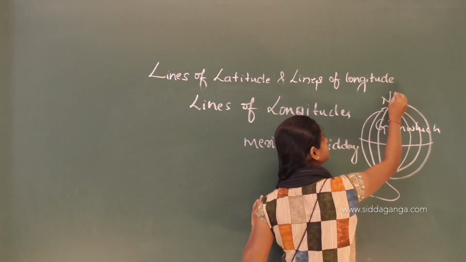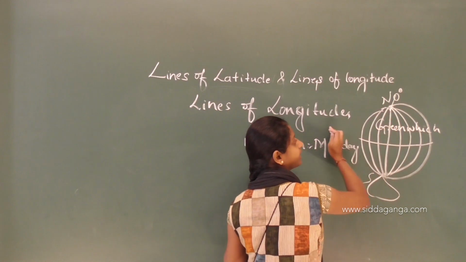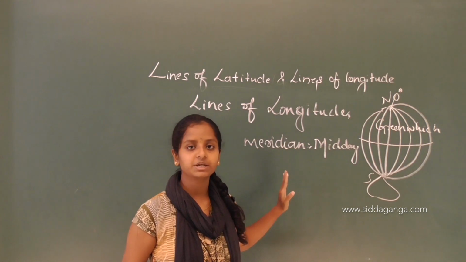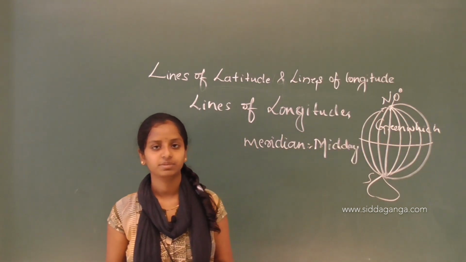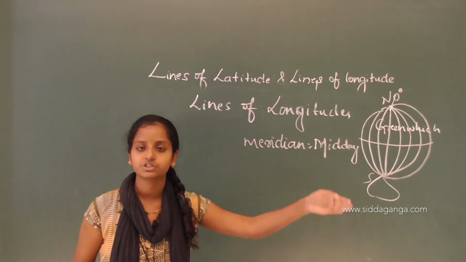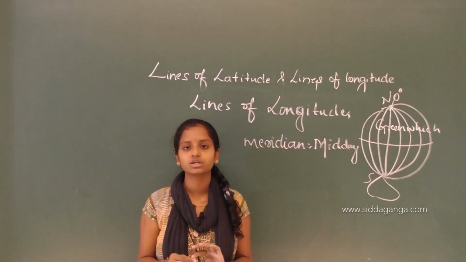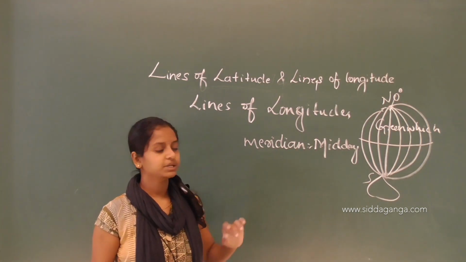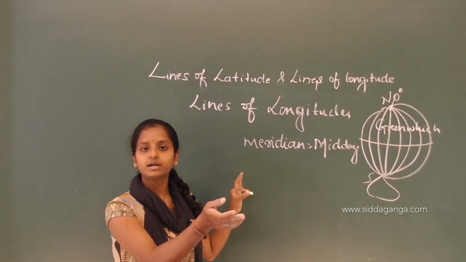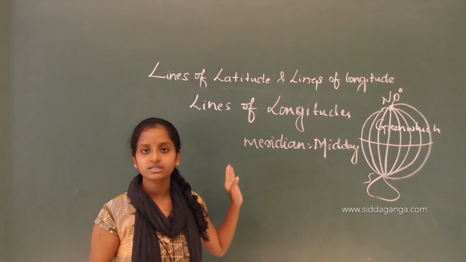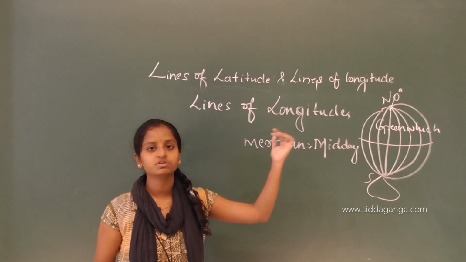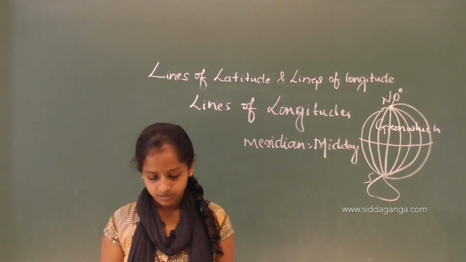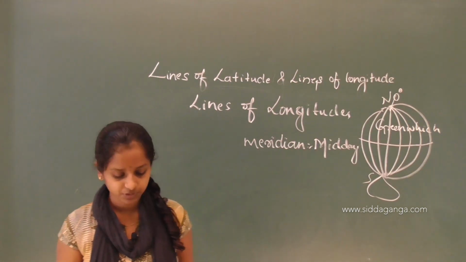It will be 0 degree. The meridians on this side are west meridians, and those on that side are east meridians. The meridian which passes at the Greenwich place is known as the prime meridian, main meridian or Greenwich meridian. The meridians beside that main meridian which are to the east are east meridians, and which are to the west are west meridians. This prime meridian divides the world into two hemispheres.